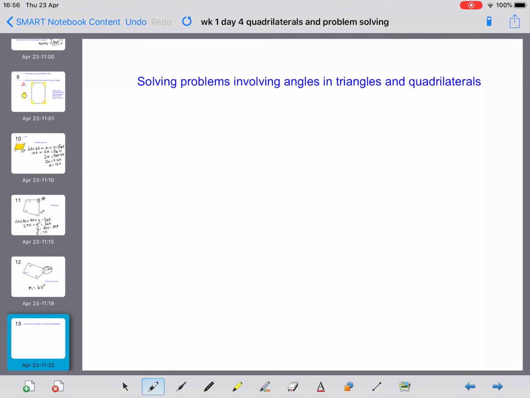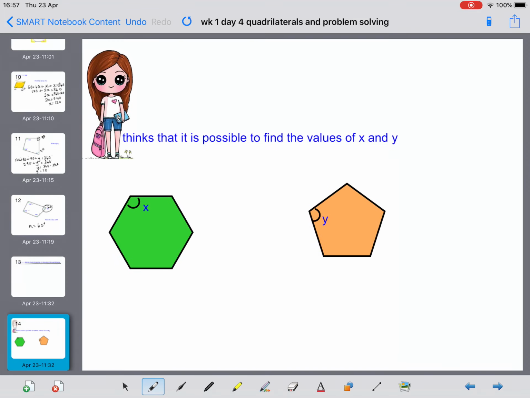Okay, so you've learnt something new, which is that the angles of a quadrilateral add up to 360. I'm just going to look at a few problems involving angles in triangles and quadrilaterals.